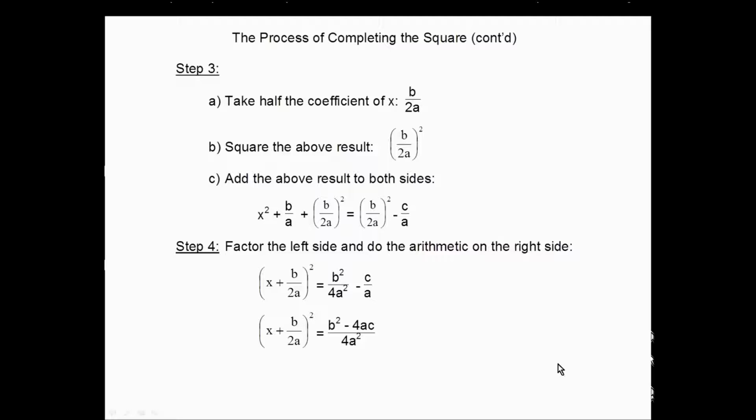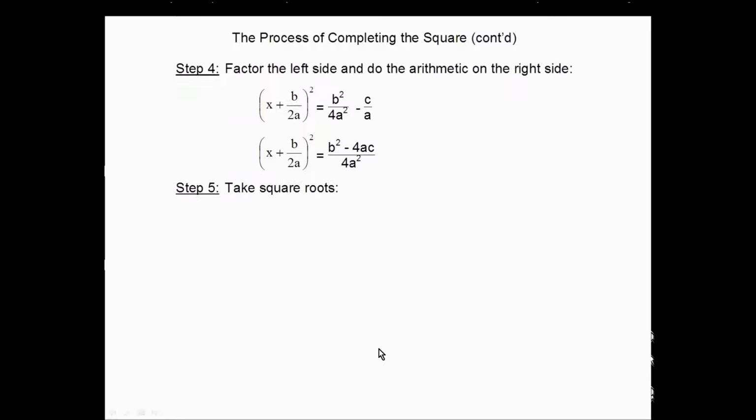Okay, I now have something squared as a number. And by the way, this is where the completing the square stops. I can now do the square root principle. So again, this was the end of step 4.